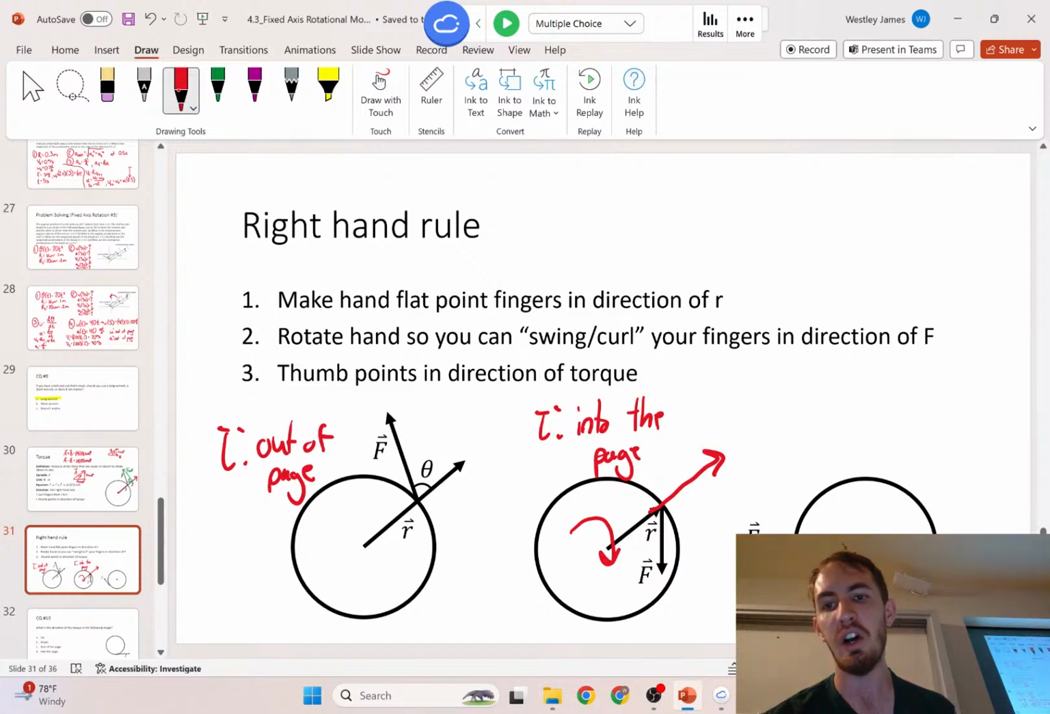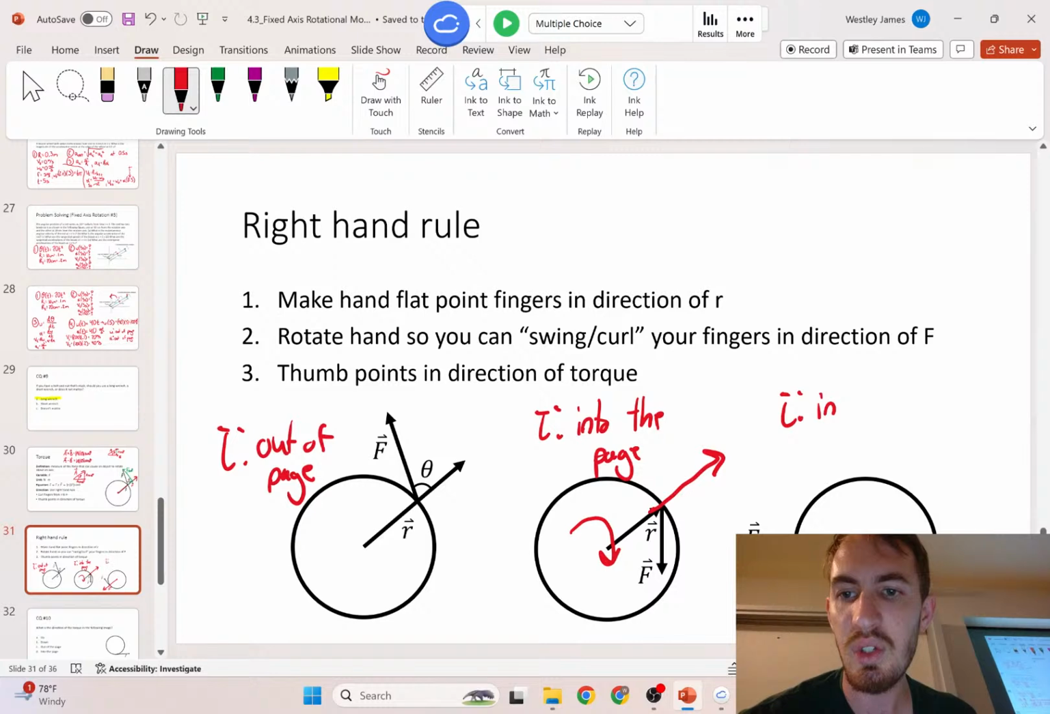All right, this last one, y'all. We draw a big old R vector that goes all the way through, just to make our life a little easier. You put your fingers in the direction of R, which is down. And remember, right hand, right hand. If you do left hand, you get the exact wrong answer. You're welcome to use left hand as long as you know the answer is opposite of what you get. All right, so fingers down, you swing them towards F. We get into the page. Fingers down, swing towards F. We get a torque into the page.